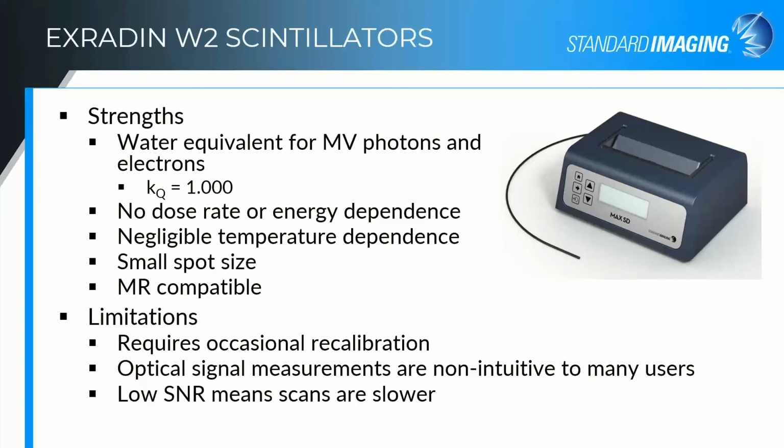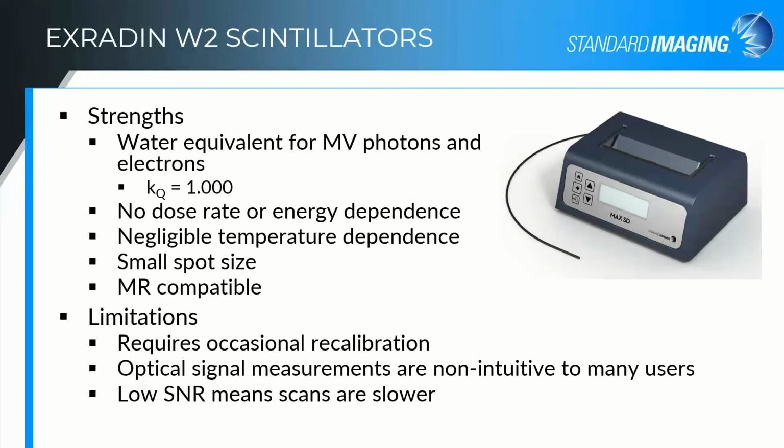You can have them with a very small spot size with that 1 by 1 millimeter active region. They're also MR compatible. The Max SD would have to stay outside the 5 Gauss field line for your MR Linac, but the fiber itself has no metallic parts, so it can easily be used for measurements inside the MR Linac.